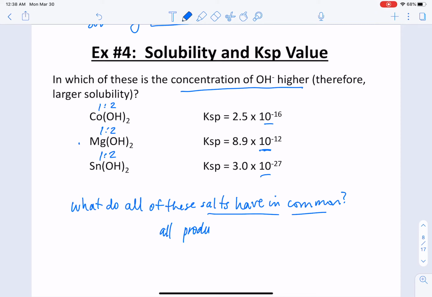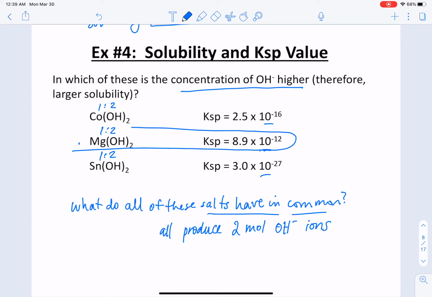They all produce 2 moles of hydroxide ions. So if we're looking at which one would produce the most hydroxide ions, it would just be the one that has the largest Ksp value, since they all have the same ratio of 2 moles of hydroxide. Now that only works because they're all a 1 to 2 ratio.